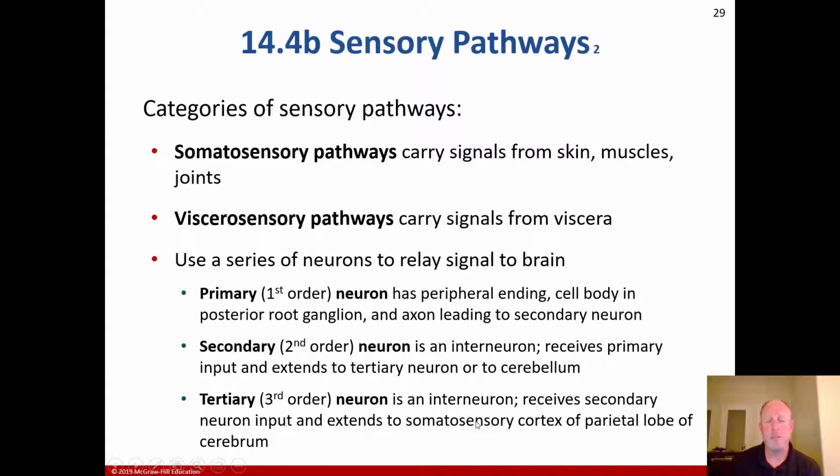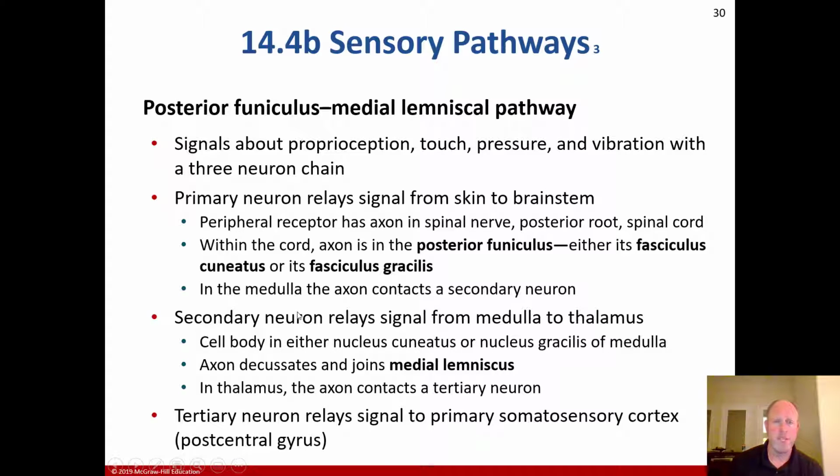It receives the secondary neuron's input, and then it extends to the somatosensory cortex of the parietal lobe of the cerebrum for the sensory pathways. For the posterior funiculus or the medial lemniscal pathway, it signals about proprioception, touch, pressure, and vibration within a three neuron chain.